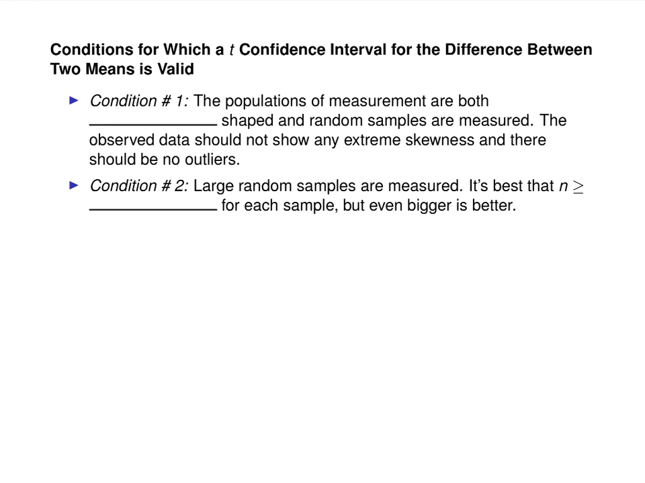Using this confidence interval procedure will be valid if the populations of measurements are both bell-shaped and random samples are measured. The observed data should not show any extreme skewness, and there should be no outliers. If you have an outlier, try to have a good reason as to why it's okay to not consider it. It's also better to pick a bigger sample, and your book defines large samples to be n bigger than or equal to 30. But bigger is better as long as it's representative.